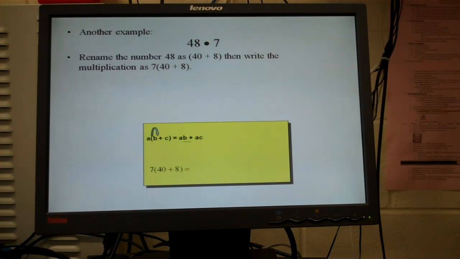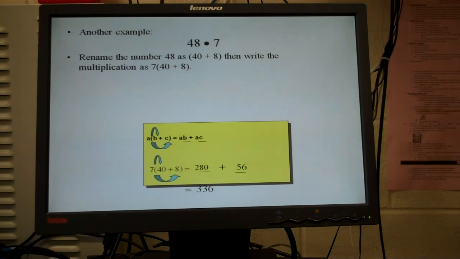And now here's my answer. 40 times 7 is 280. 4 times 7 with a 0 on the end. 7 times 8, which is 56. And now I just add those two pieces together. 336. Did you get the same answer on the calculator? Or try it out on scratch paper off to the side. 48 times 6. Do it out the long way.